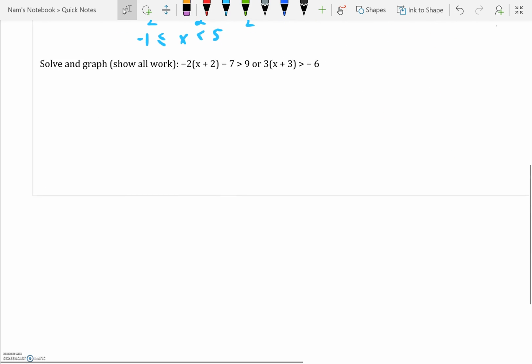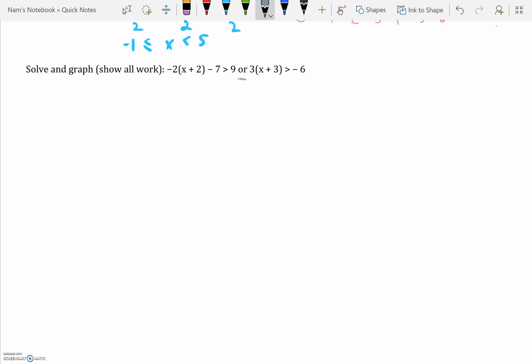All right, let's move into the disjunction because of this word or. So this is a disjunction. Since it's a disjunction, I would just approach one at a time. So this is A, this is B. Let's do A first. A says negative 2 times x plus 2 minus 7 is greater than 9. Since it's a disjunction, I'm not going to be able to do it all at once, so I'm just going to approach one at a time.